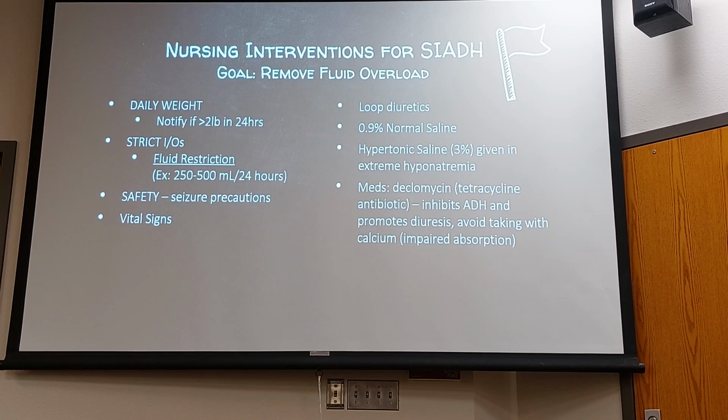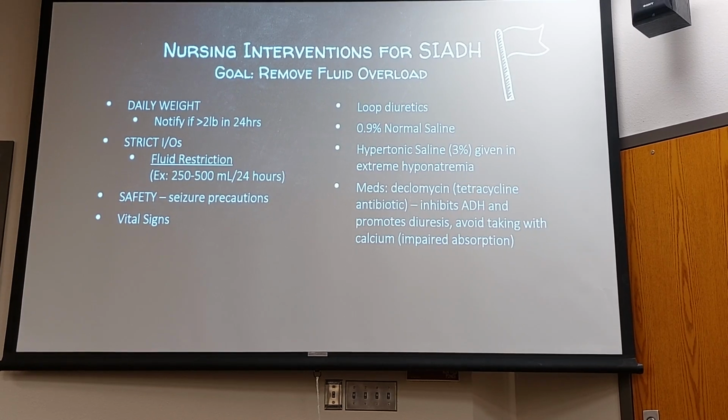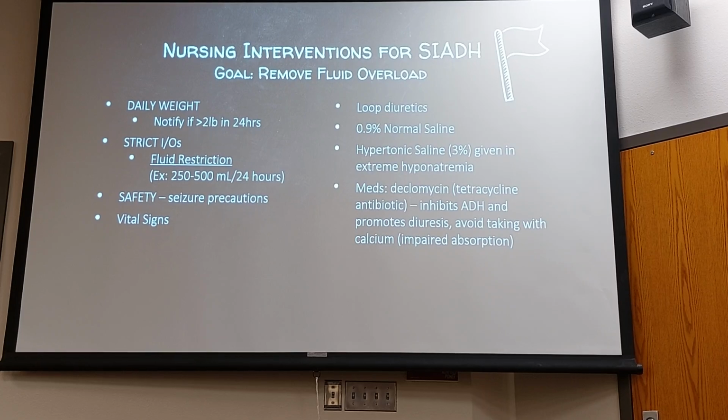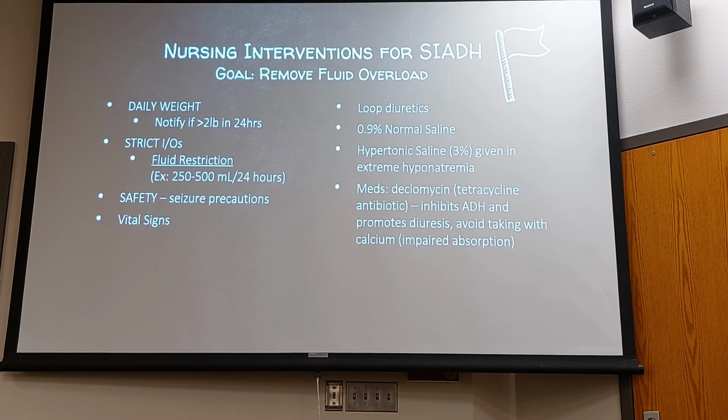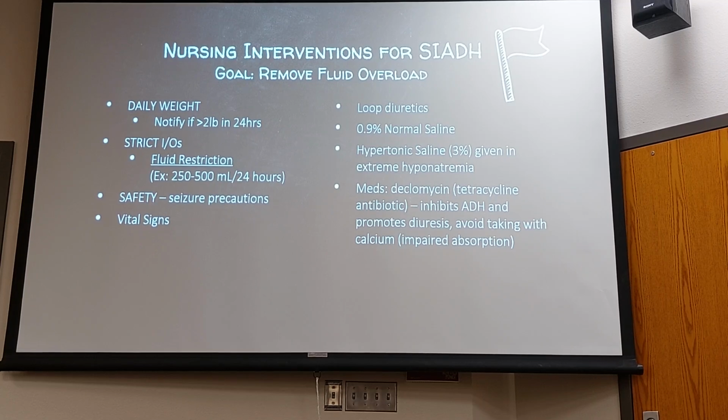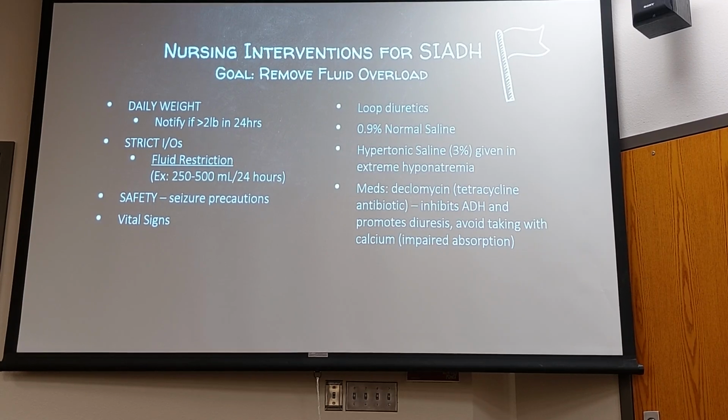Okay, so some other things specific to SIADH, we've got loop diuretics, right? Now what do we have to watch out for though, if we're giving a loop diuretic? Hypokalemia, because we're already getting rid of the potassium too. So they might put them on a loop diuretic and add a potassium supplement, right? Okay, making sense? Why normal saline?